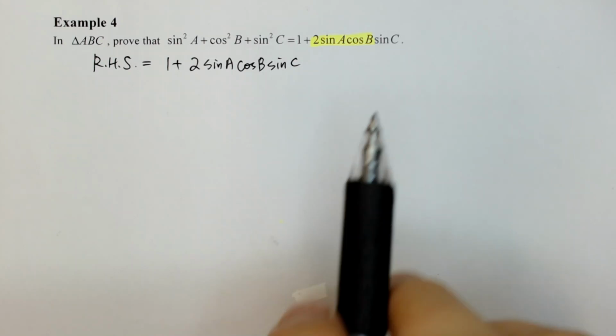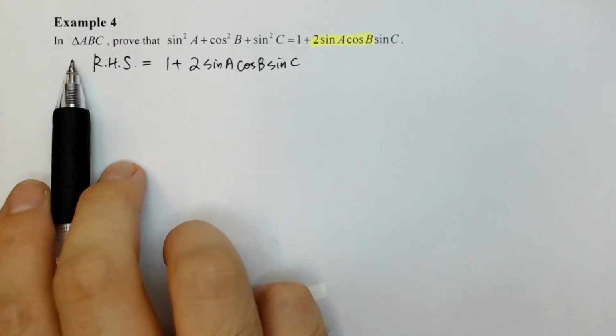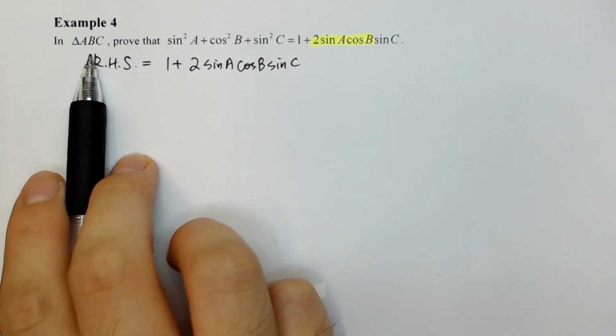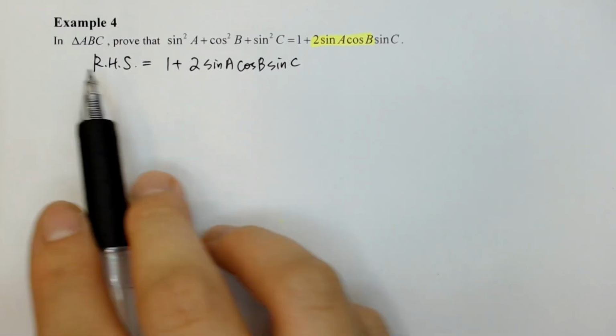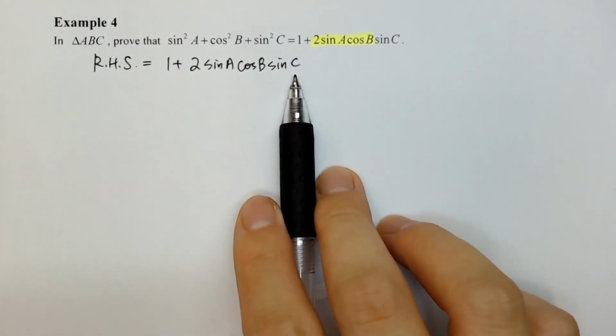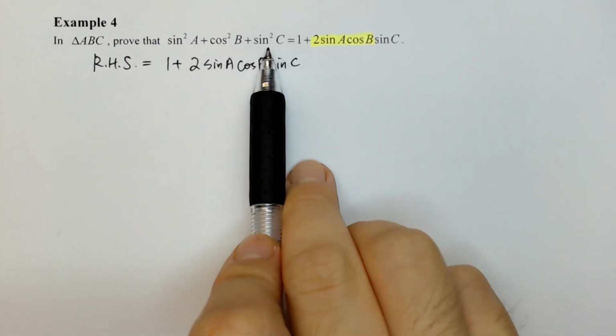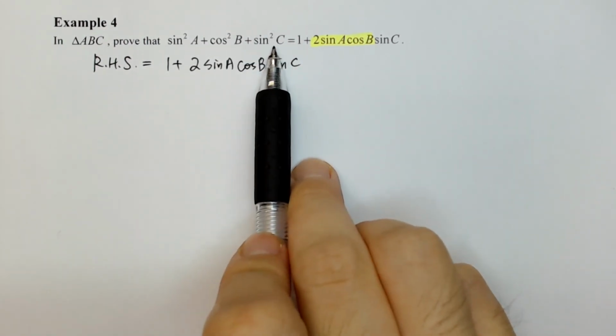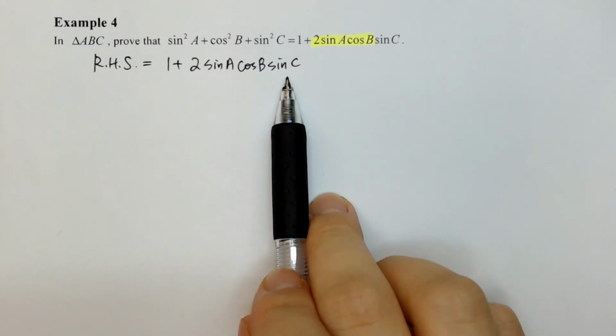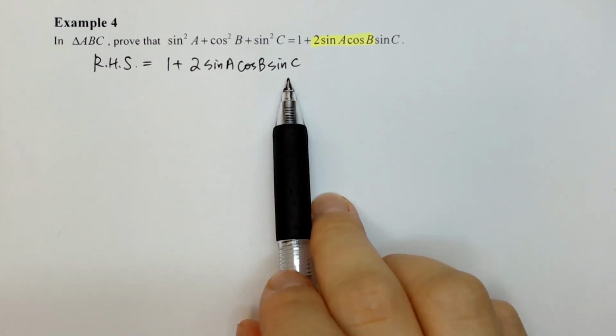Okay, and for the sine C, because we know that A plus B plus C is equal to pi, we have another option to rewrite C in terms of A and B. But since there is sine square C on the left, you can just keep it and see if you need to change it later on.